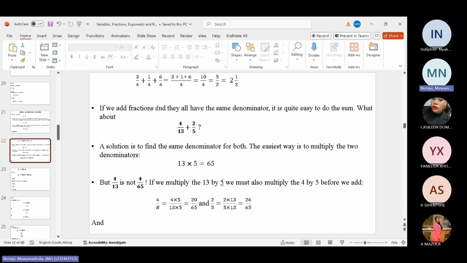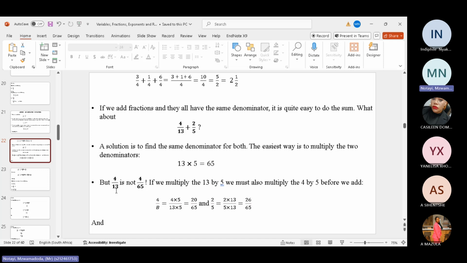Okay, so if we add fractions and they all have the same denominator, it is quite easy to do the sum. What about a case where they are different? 4 divided by 13 plus 2 divided by 5. A solution is to find the same denominator for both. The easiest way is to multiply the denominators. So if you multiply the two denominators, what do you get? You get 65.